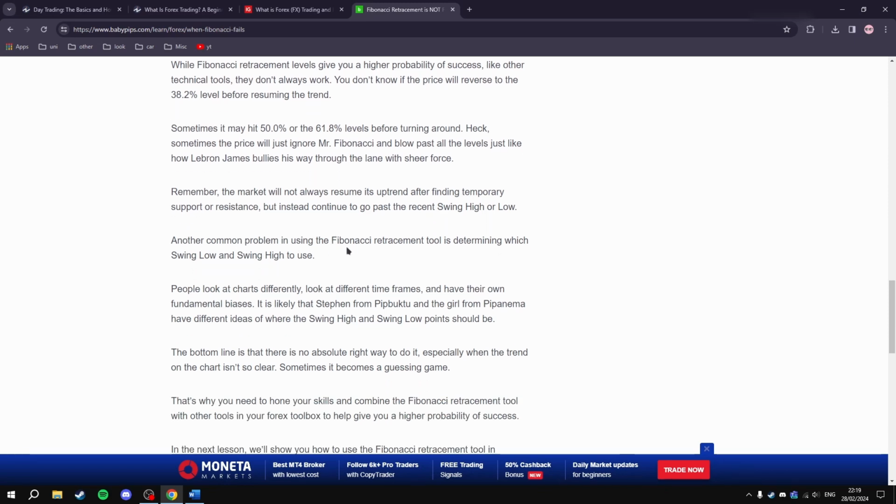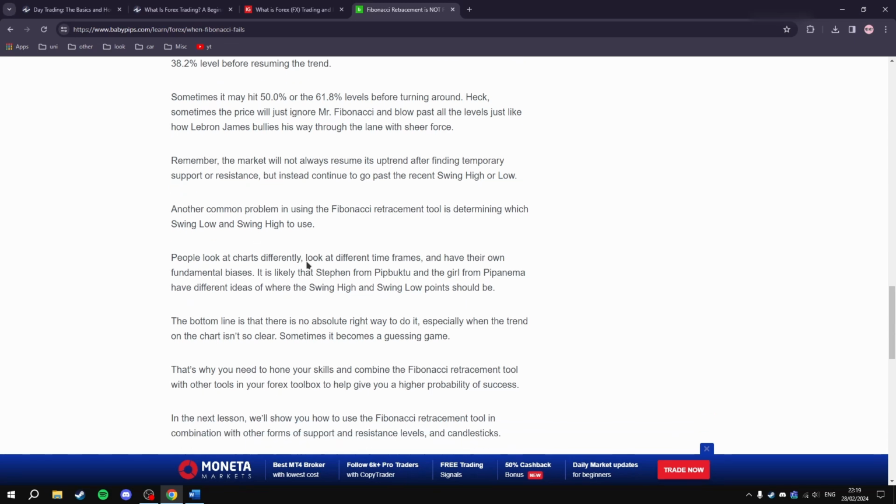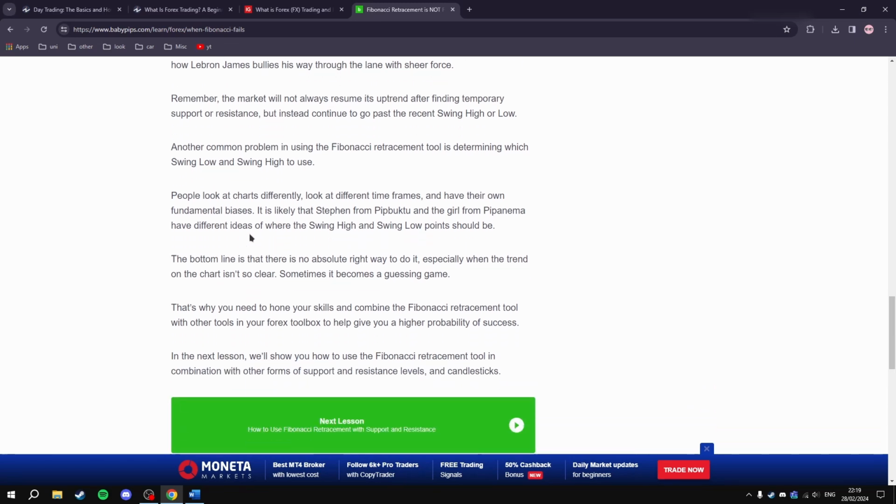Another common problem using the Fibonacci retracement tool is determining which swing low or swing high to use. People look at charts differently, look at different time frames, and have their own fundamental biases. It is likely that Stephen from Pipsology and the girl from Pipanorama have different ideas of where the swing high and swing low points should be. The bottom line is that there is no absolute right way to do it, especially when the trend on the chart isn't so clear. Sometimes it becomes a guessing game.